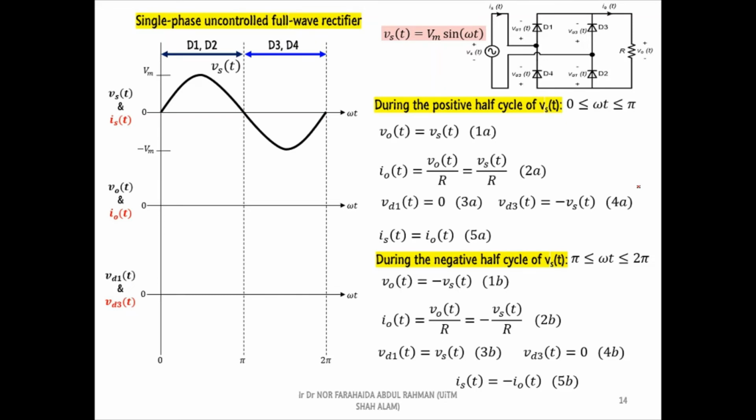For D1 and D2, it is in between 0 and pi of the omega T value, and for D3 and D4, it is in between pi to 2 pi of the omega T value. Although both diode pairs have different conduction range, the conduction angle of each diode is similar, which is pi or 180 degrees.